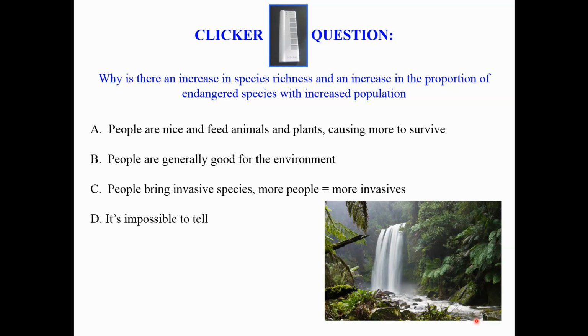Okay, well the actual answer is C. People bring invasive species. So when we bring invasive species, we increase the species richness. And more people equal more invasives.